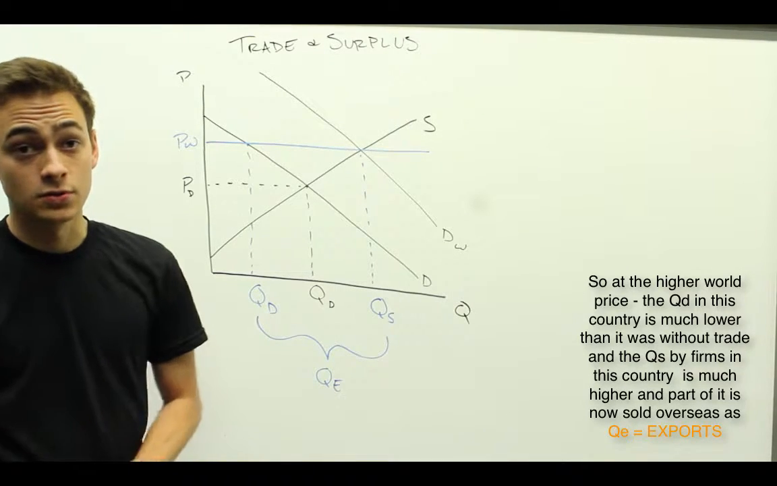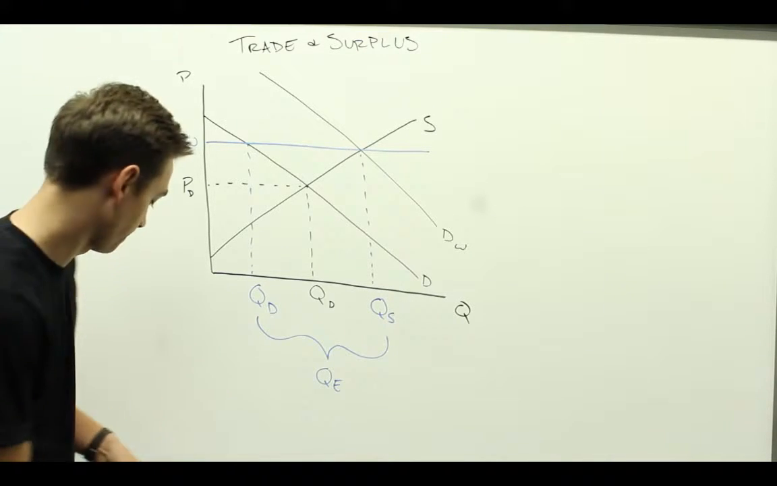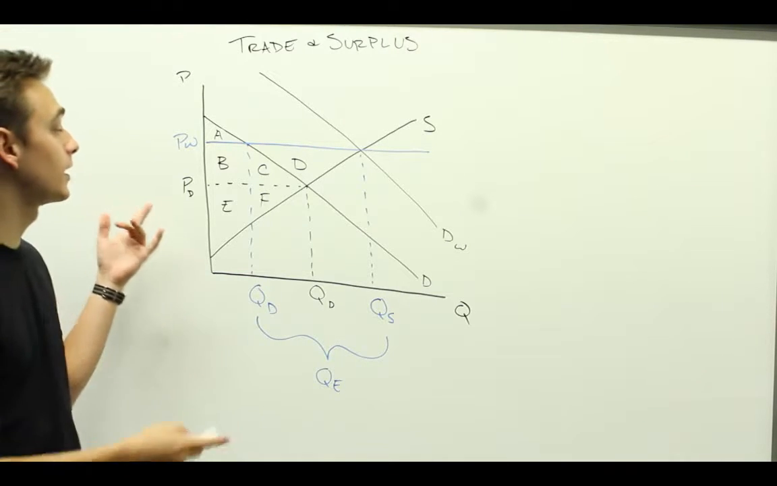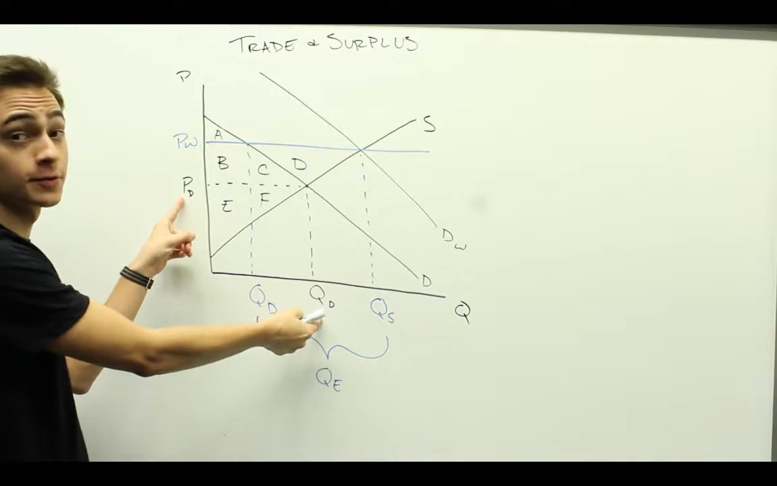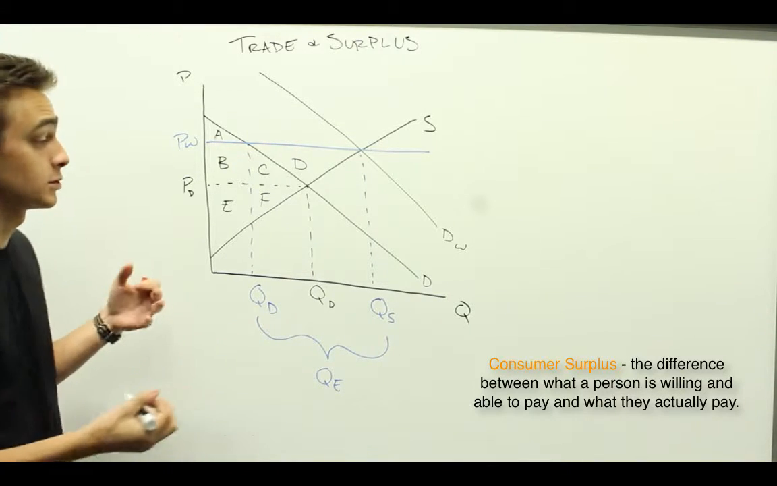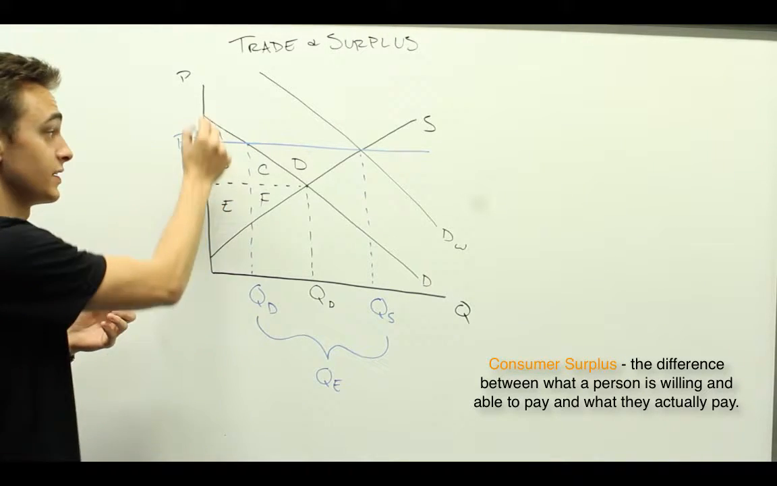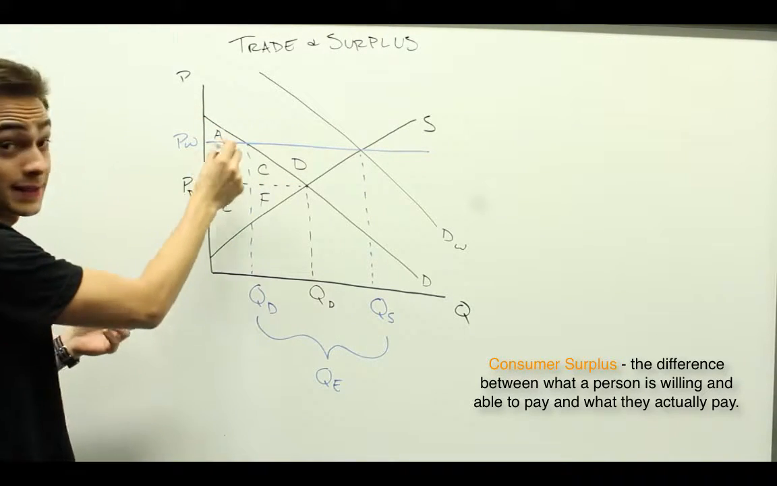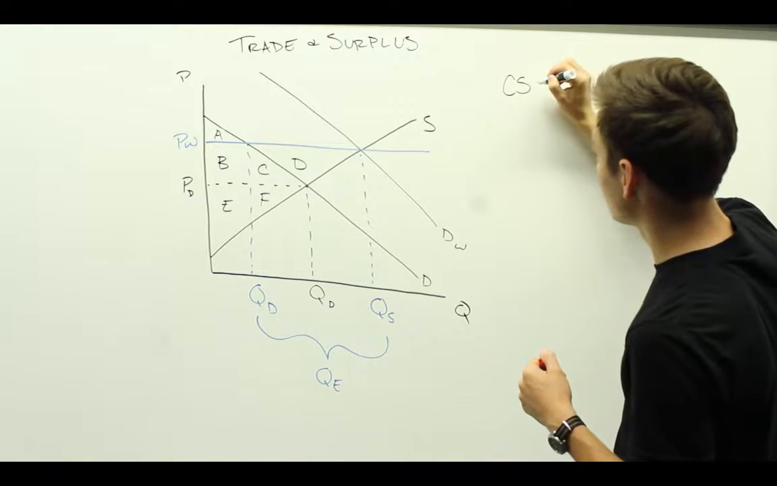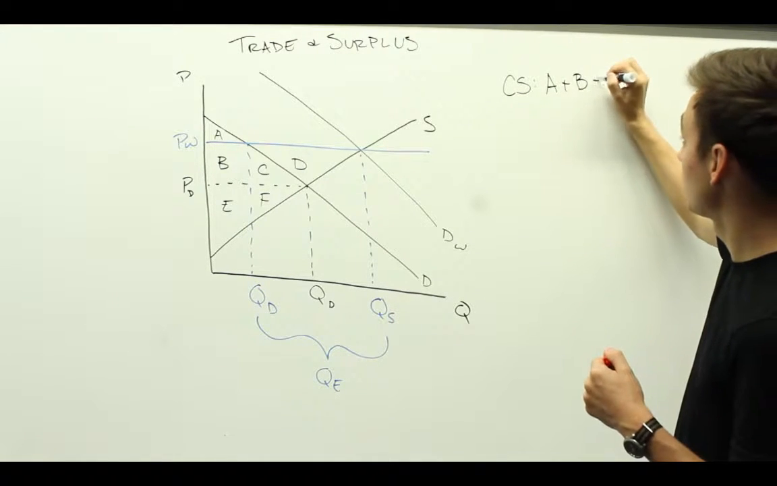So now what happens to the surpluses in this nation? I'm going to label all these real quick. Before we opened the economy, when our price was here and our quantity was here, let's look at what our consumer surplus was. That's the distance between the demand curve and the price, and I know it's kind of confusing because there's a lot going on here. But it's this triangle right here, and so that's A, B, C. So our consumer surplus before was A plus B plus C.